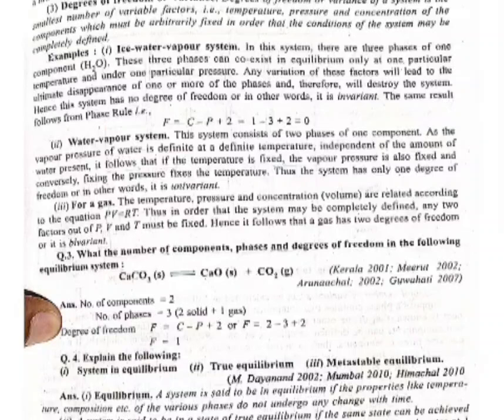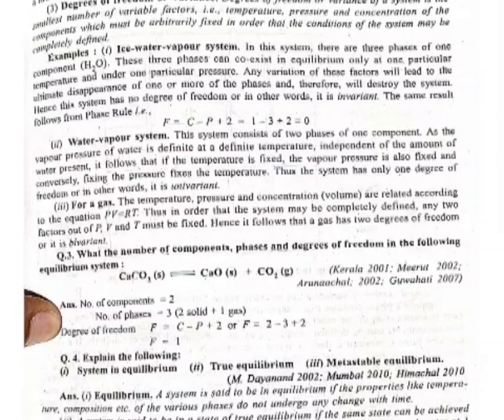A system is said to be in equilibrium if properties like temperature, composition and pressure of the various phases do not change with time. A system is said to be in a state of true equilibrium if the same state can be achieved by approach from either direction. For example, equilibrium between ice and water at 1 atm pressure and 0 degrees Celsius is a true equilibrium, because it can be attained by either melting or freezing.